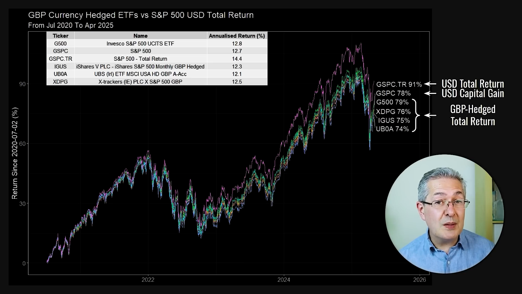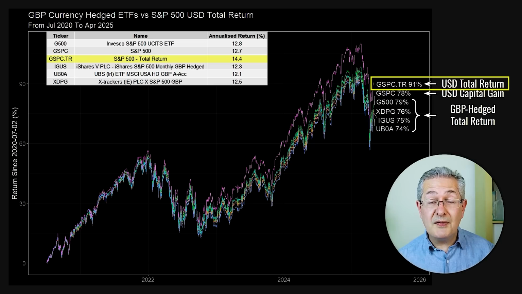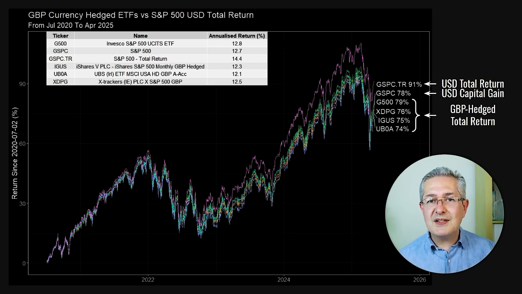Some fund managers will simply hedge better than others. For example, if we compare some of the largest currency hedged US equity funds, and all of these are accumulation funds, their total return, you can see that there's quite a lot of variation between them. The line at the top of this graph, the best performing one, is the total return of the S&P 500. In an ideal world, our currency hedged version of the S&P 500 would track that index. But as you can see, many of the funds have actually fallen short of that. In fact, they've even fallen short of the capital gain of the S&P 500.